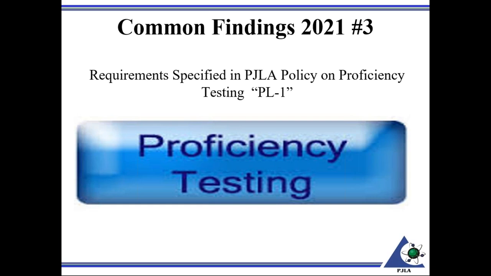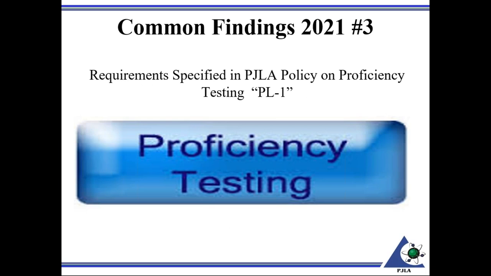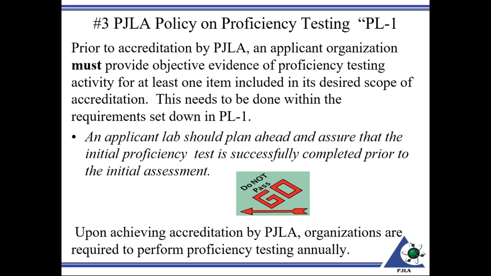So we did write a fair amount of findings just directed at 7-7, but here's down on the list also with proficiency testing. So right here, if you're an applicant organization, I call this a slam dunk: you have to get proficiency testing before you're accredited. So if we go in and do an initial assessment, if proficiency testing hasn't been completed within the guidelines set forth in PL1, a non-conformance will be written. So if you're in the process of being accredited, you want to make sure that you successfully completed your initial proficiency test prior to the initial assessment, and in short, meets the requirements of PL1, the proficiency test schemes that are defined there.